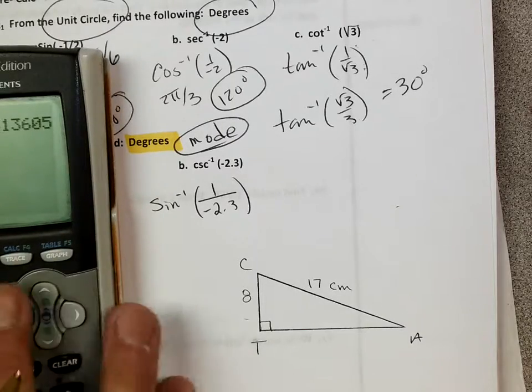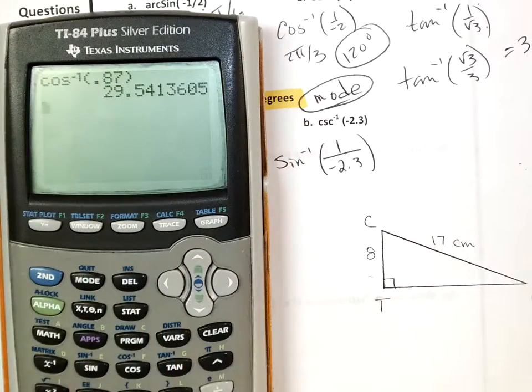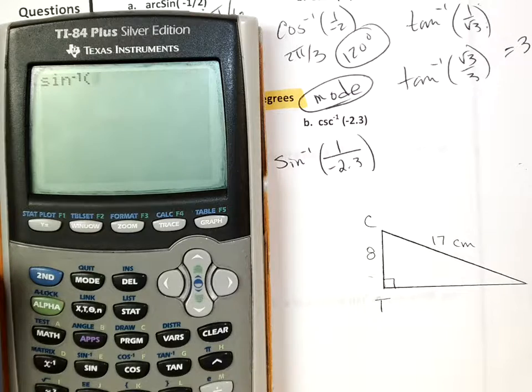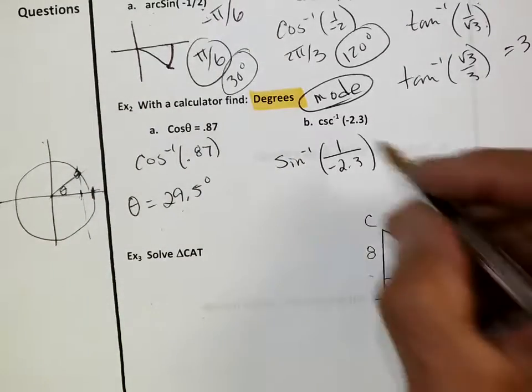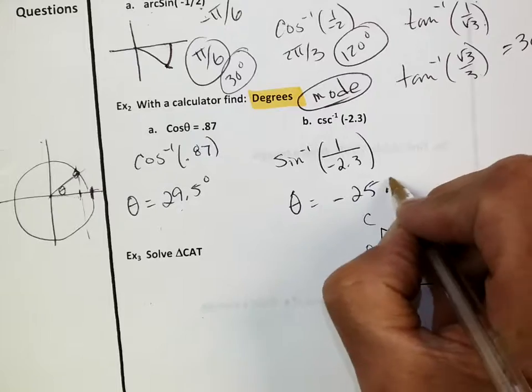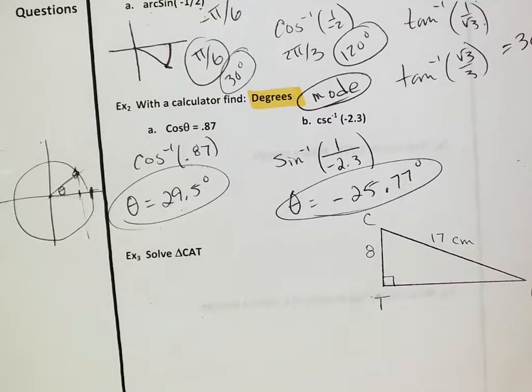Again, I'm going to do this, scoot it over so you can see it clear. I'll go sine inverse of 1 divided by negative 2.3, and I get an answer of about negative 25 degrees, okay? So theta is about negative 25.77 degrees. Again, we've done all of this before, except we've done it in terms of radians. Now we're doing it for degrees, for dummies, but we can do that, okay?